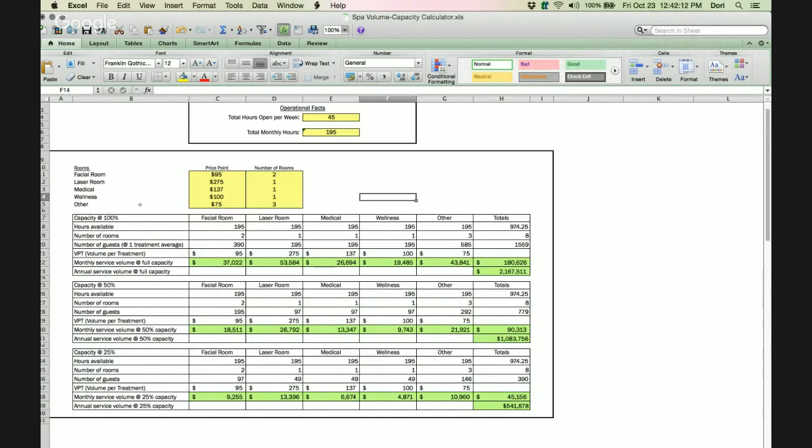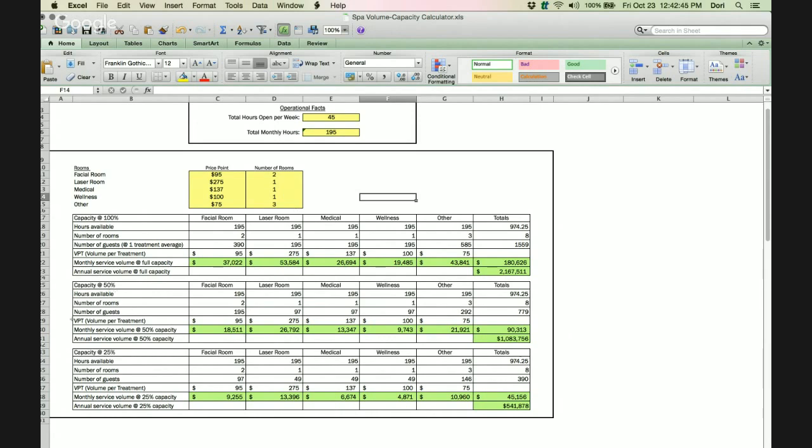The first quadrant here shows you how much you could be generating at 100% capacity. If your spa was busy hour on the hour from each one of these rooms, this is how much money you could be generating. So this place can generate up to, let's say, 2.1 million if you were busy hour on the hour, based on these numbers that we plugged in and the number of treatments that you actually have.